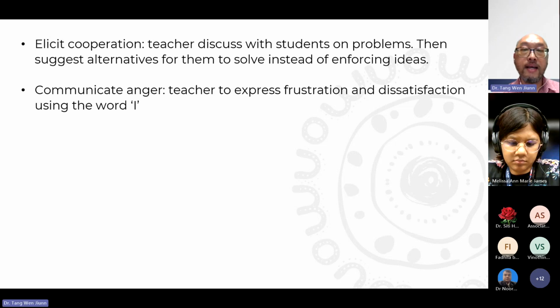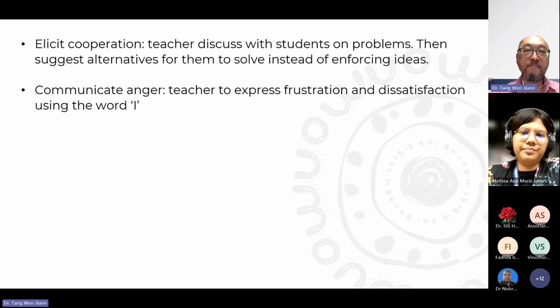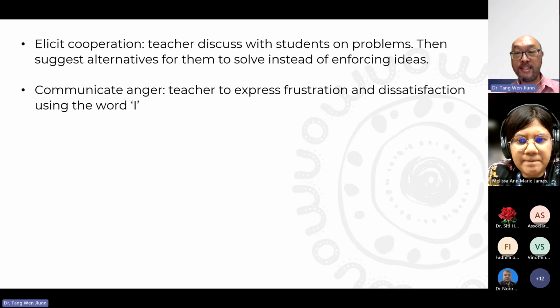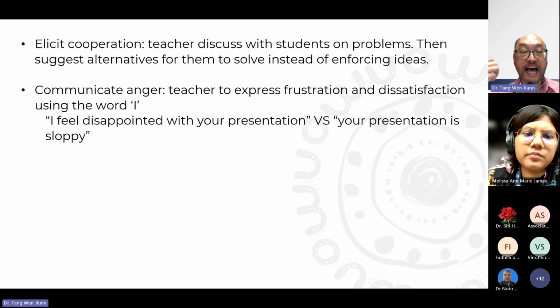And the last part here is, when we look at the previous points, it sounds like we have to be like a saint, not to get angry and just take their feedback and things like that. That's not how this one works. In this method here, we are basically treating each other like humans. So when the teacher wants to express frustration or dissatisfaction due to certain behavior, we have to be firm and we have to use the word I.